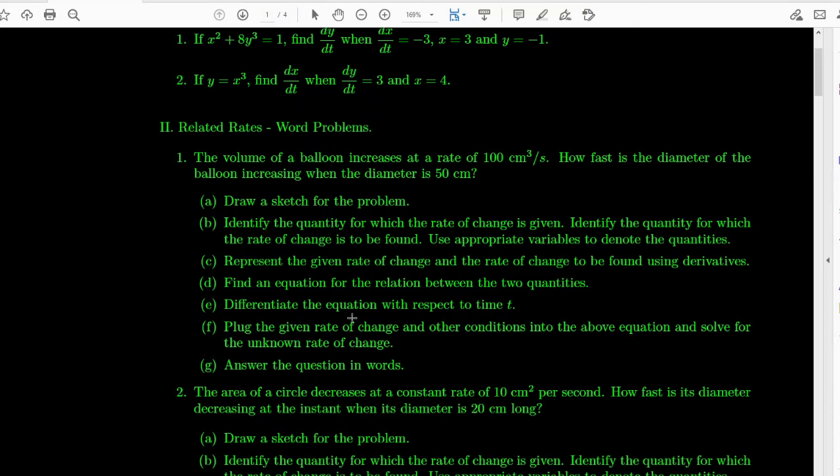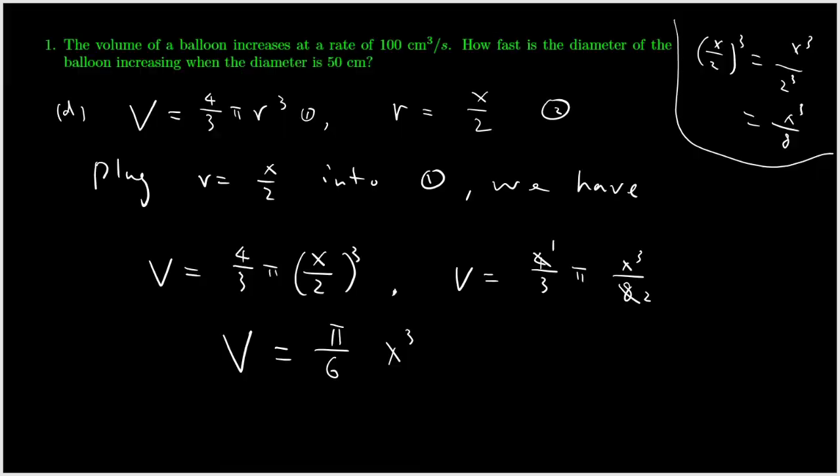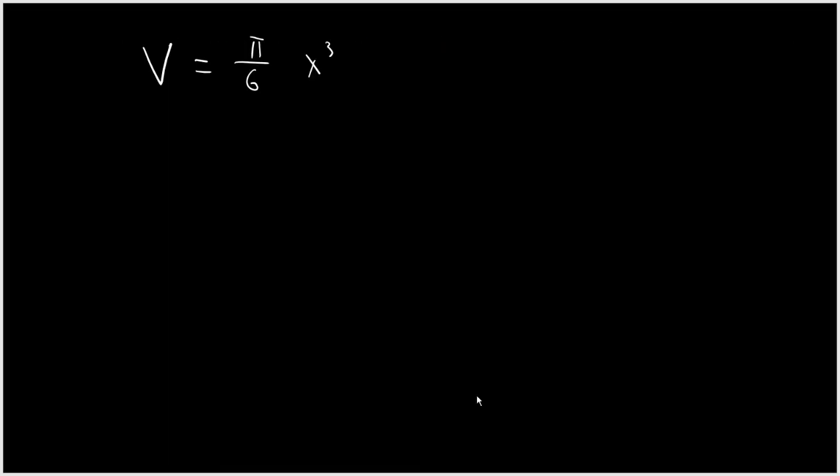Okay. Now you have the relation between the two quantities. After that, you need to have a relation between the rates of change, right? In order to achieve that, you need to differentiate the equation. Everything is a function of t. You need to differentiate the equation with respect to t. That's step E. Now in step E, differentiate the equation with respect to t.